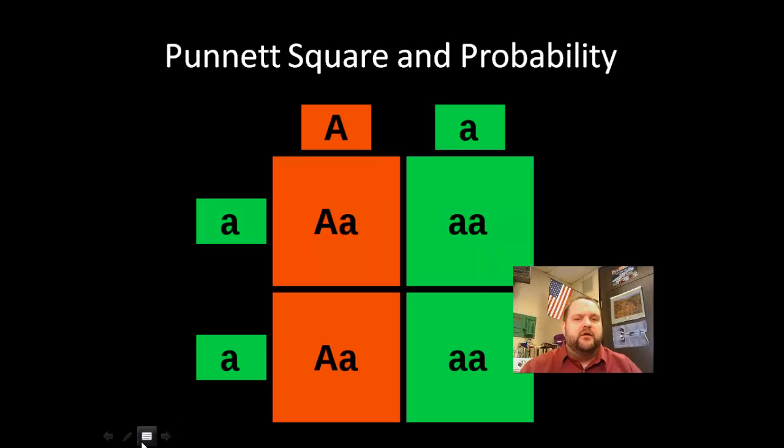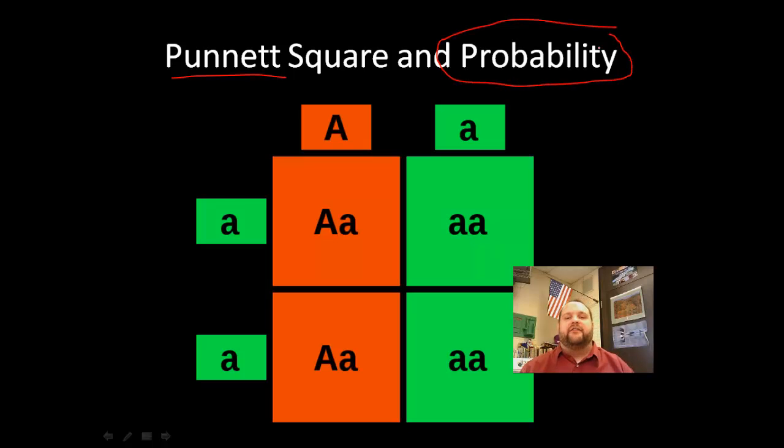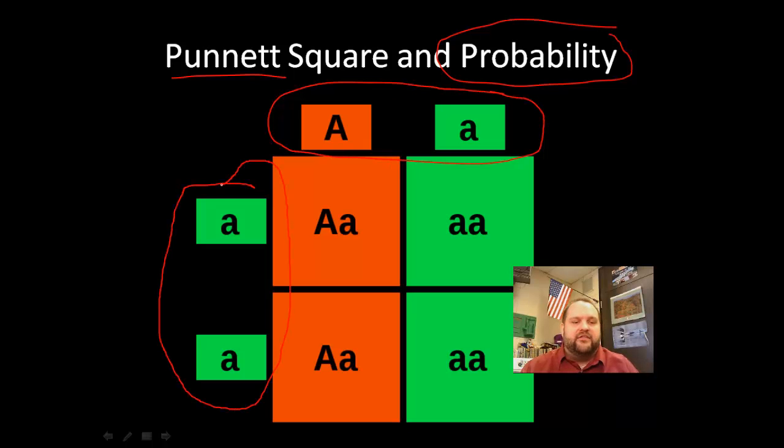The way we solve genetics crosses is we use Punnett squares. Punnett squares just show us the probabilities of having different outcomes of genetic crosses. Up here, outside of the Punnett square, are the genotypes of the parents. This parent is heterozygous. They have one big A and one little a. This parent over here is homozygous recessive. They have two little a's.